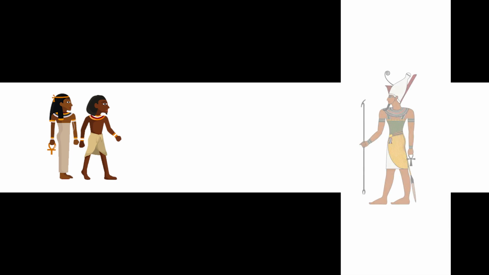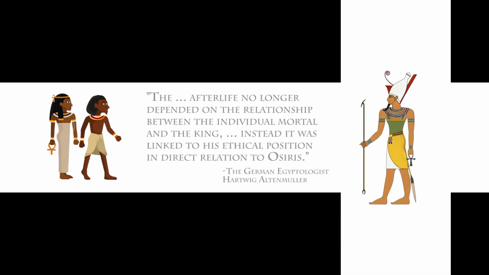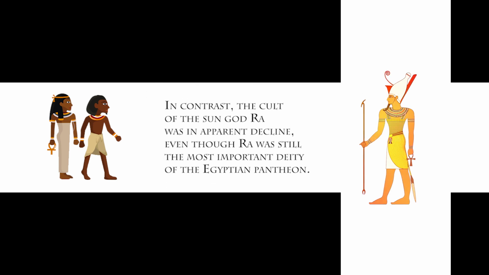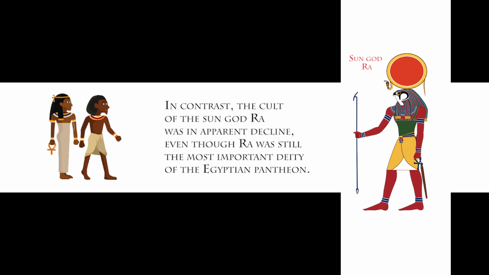For an Egyptian of the time, as quoted from the German Egyptologist Hartwig Altemüller, the afterlife no longer depended on the relationship between the individual mortal and the king. Instead, it was linked to his ethical position in direct relation to Osiris. In contrast, the cult of the sun god Ra was in apparent decline, even though Ra was still the most important deity of the Egyptian pantheon.